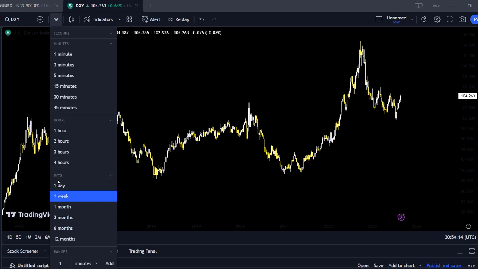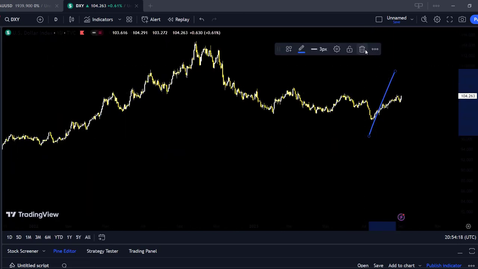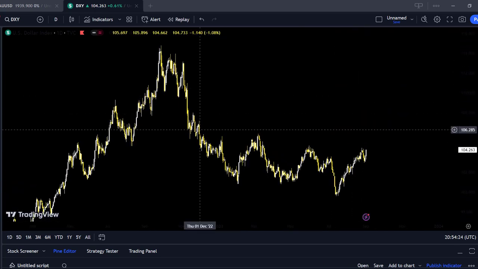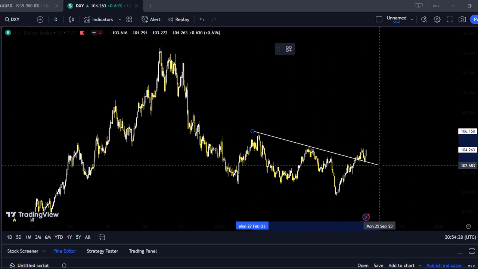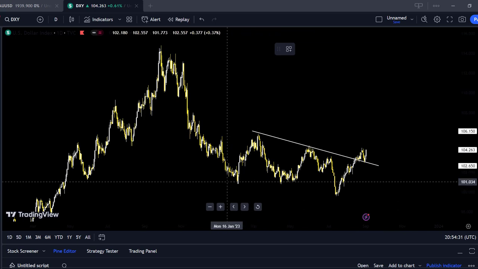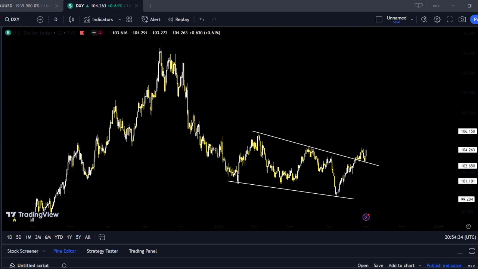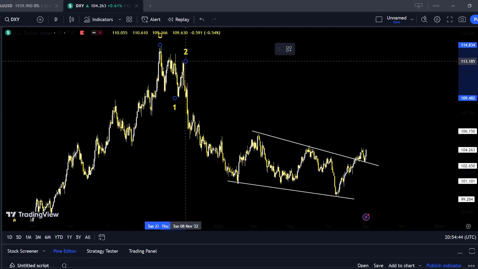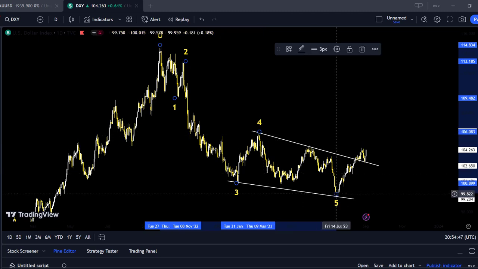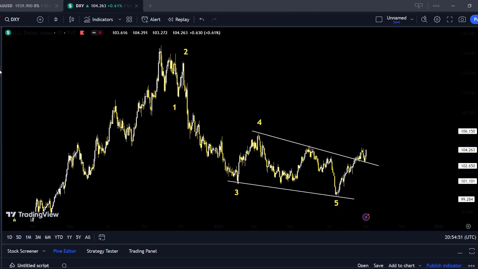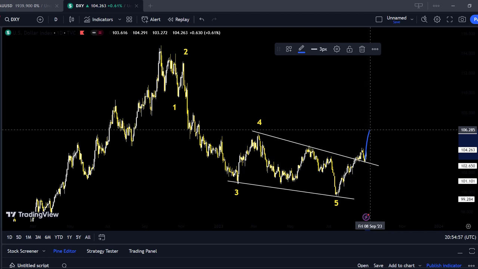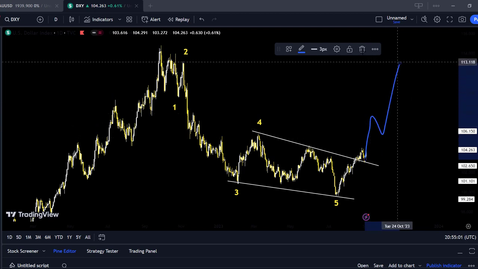Alright, so after that, if we move towards the weekly time frame, there is nothing special in here. So let's move towards the daily time frame. Here is the important thing that I'm going to show you: we can say that this is our first wave, second wave, third wave, fourth, fifth wave. At this point, it has completed the fifth wave. So the move it's going to make is, it's going to rise up to this point, then it's going to retest, then it's going to go up.